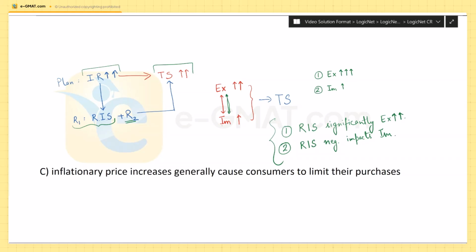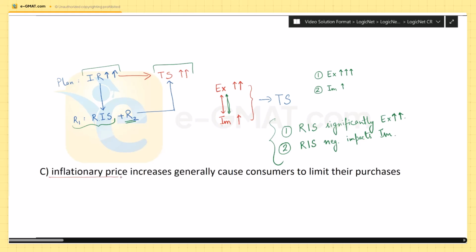Another very popular incorrect answer choice, choice C, and let's see how reading and understanding the passage well can help us easily eliminate this answer choice. Inflationary price increases generally cause consumers to limit their purchases. So this choice tells us the impact of inflationary price increases. However, our passage tells us that these interest rates are being increased to prevent inflation, right? So the scenario in which inflationary price increases exist is not relevant. It is actually not the scenario that is being discussed in the passage. So this scenario itself is irrelevant.